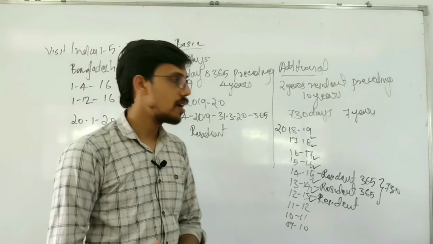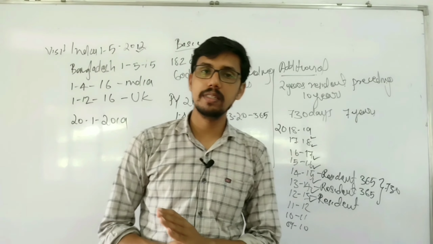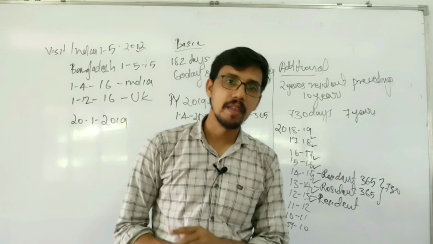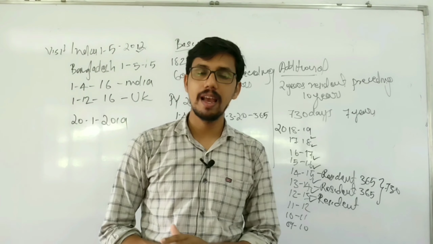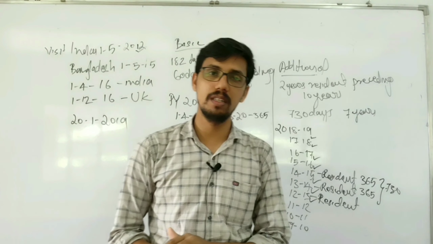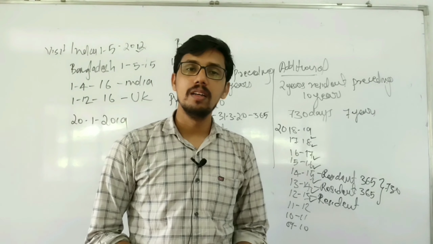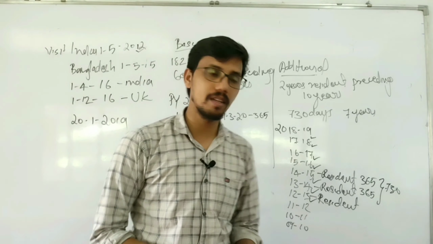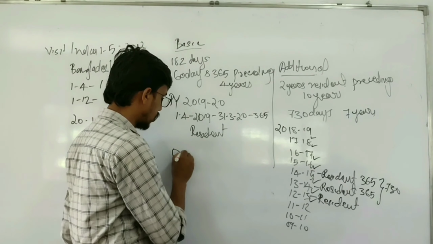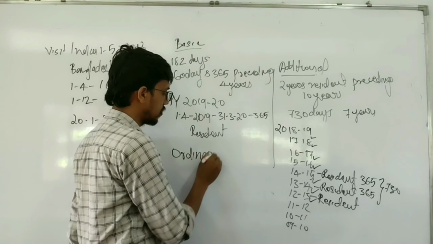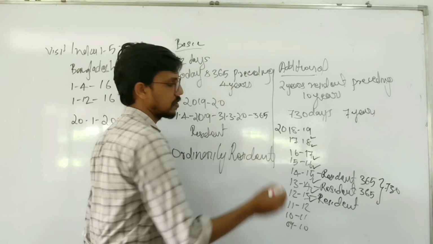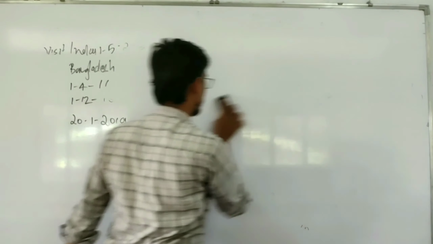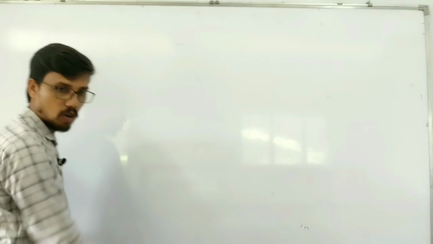So what is our conclusion? As the person satisfies one of the basic conditions in the relevant previous year, he is a resident, and he satisfies both of the additional conditions, he is called an ordinarily resident. He is an ordinarily resident, right? Clear? Hope you got it. Now we can do one more numerical.